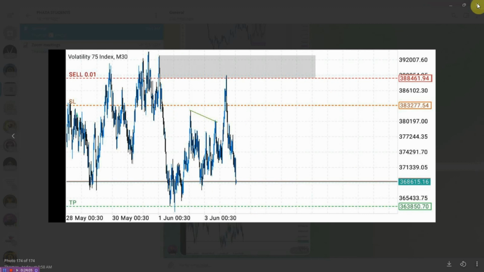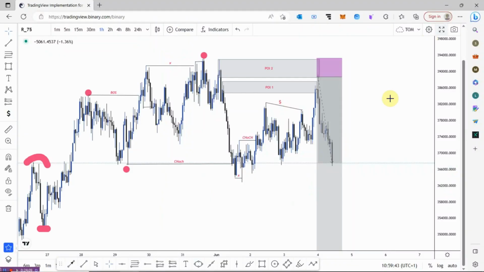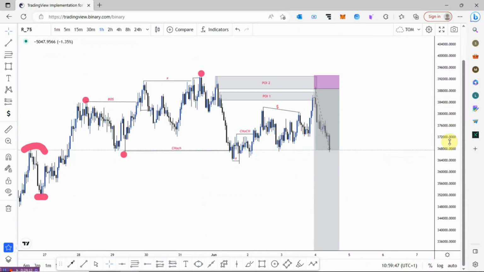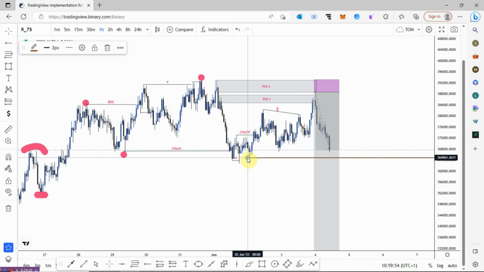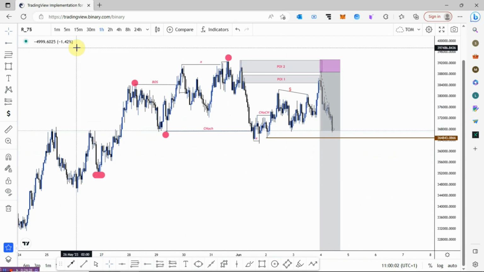So we actually do not just make moves. We know what we are doing, and we know how the market moves. Okay, so my first target is right here. This is where I want to take my first target from. Okay, so guys, this is how I trade VIX 75.